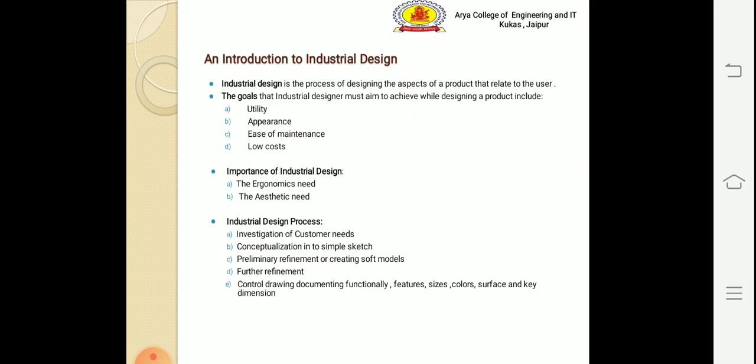Industrial design process. There are 5 steps in the industrial design process: investigation of customer needs, conceptualization into simple sketches, preliminary refinement or creating soft models, further refinement, and control drawing documenting functional features, size, colors, surface and the key dimensions.